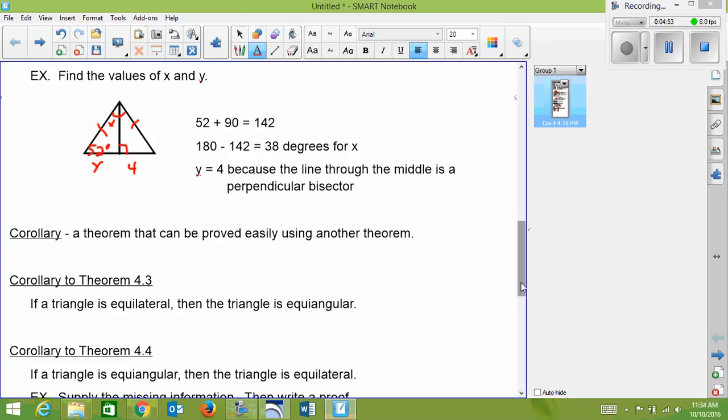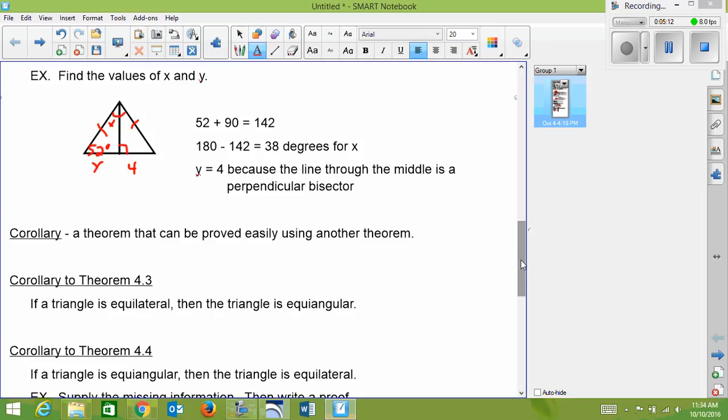The corollary to theorem 4.4: if a triangle is equiangular, then the triangle is equilateral. So it's just the flip of what I just said. If it has 3 equal angles, it also has to have 3 equal sides. Again, fairly common sense, but there actually is a rule for that.